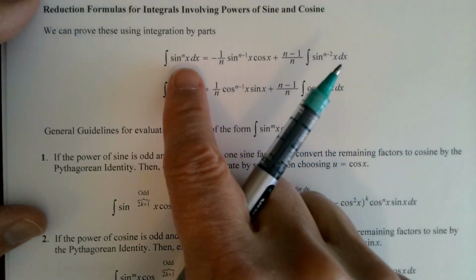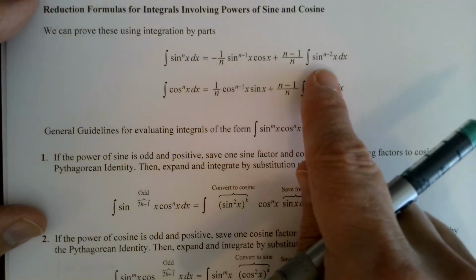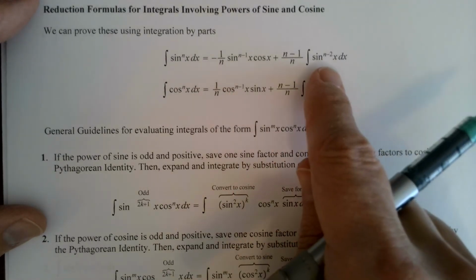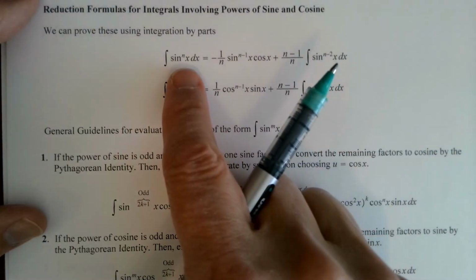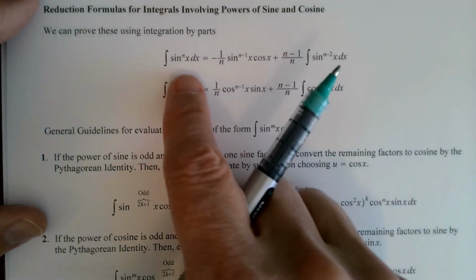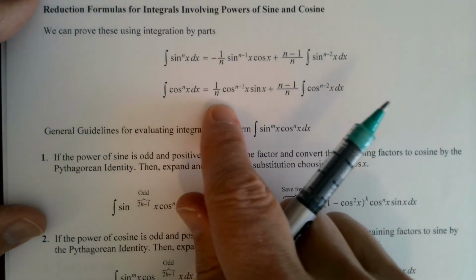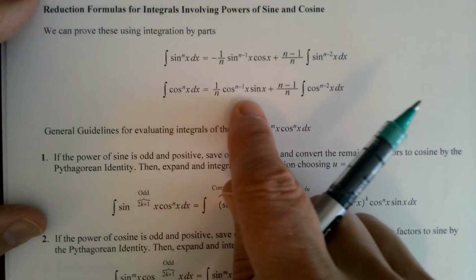All right, it takes an integral involving the nth power of sine, and we end up with an integral involving the n minus 2 power of sine, right? So it reduces the power. And if I don't know how to do this integral, this power of sine, I can plug it back in here and continue till I get to an integral I can do. And we similarly have this power reducing integral formula for powers of cosine.